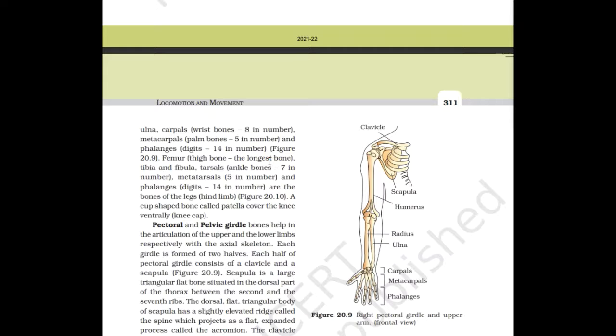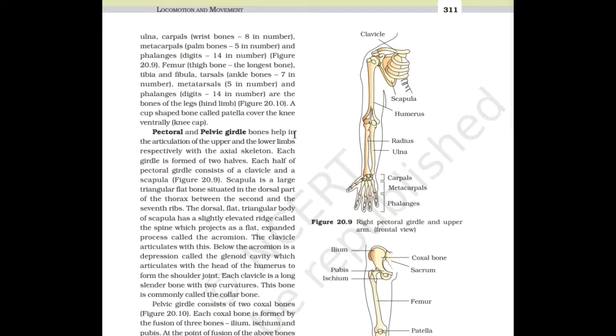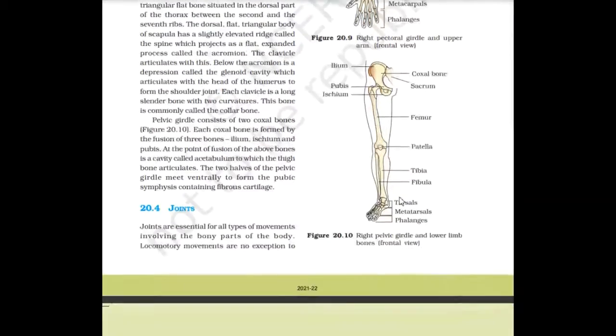Figure 20.9. Femur, the thigh bone, is the longest bone. Tibia and fibula, tarsals, the ankle bones, 7 in number, metatarsals, 5 in number, and phalanges, digits, 14 in number, are the bones of the legs, the hind limb. Figure 20.10 represents this. A cup-shaped bone called the patella covers the knee ventrally, the kneecap.